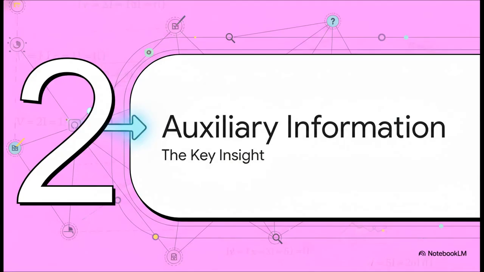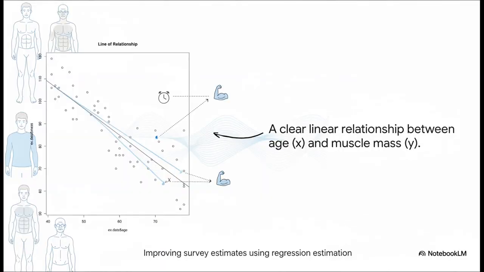So, how do we get that extra precision? Well, the secret isn't in the main data we're trying to collect. The key is in other related information that we might already have. This is what we call auxiliary information, and it's a total game changer. Just take a look at this slide. It perfectly shows what we're talking about.